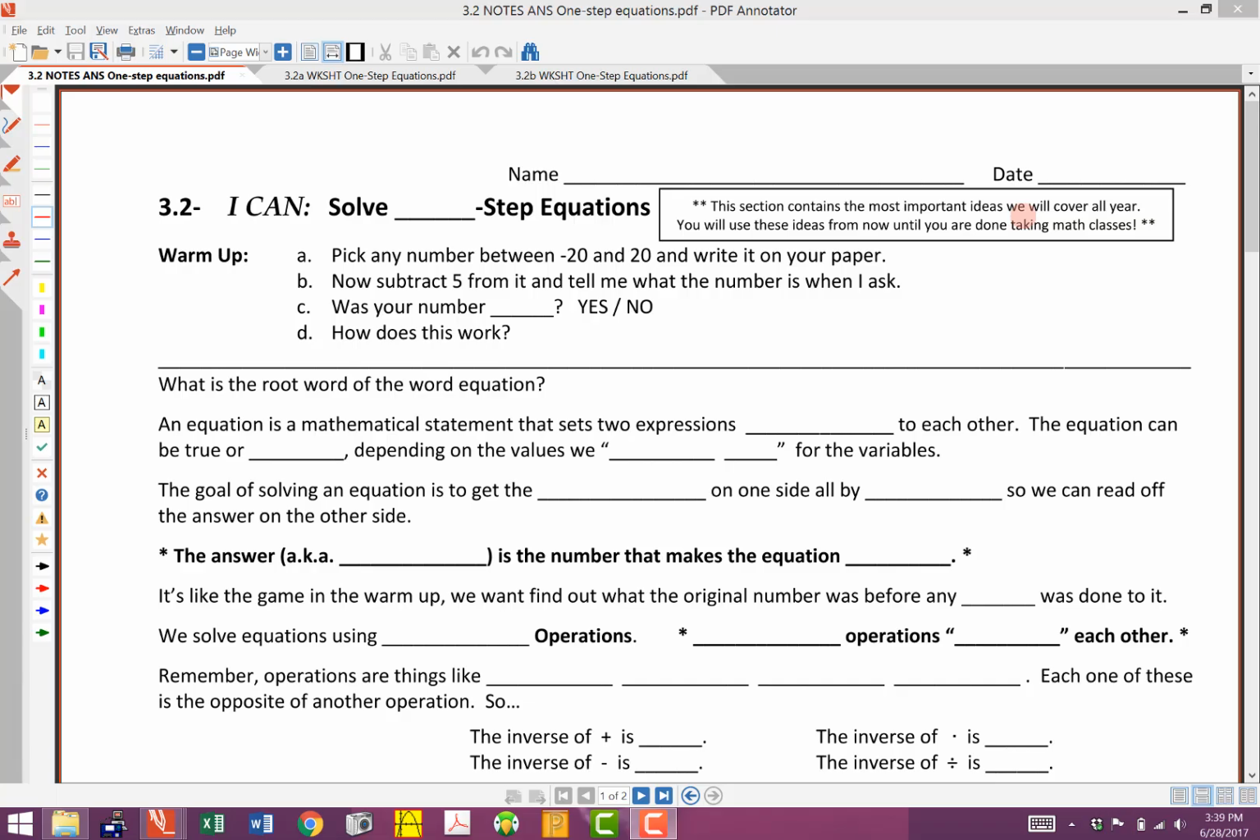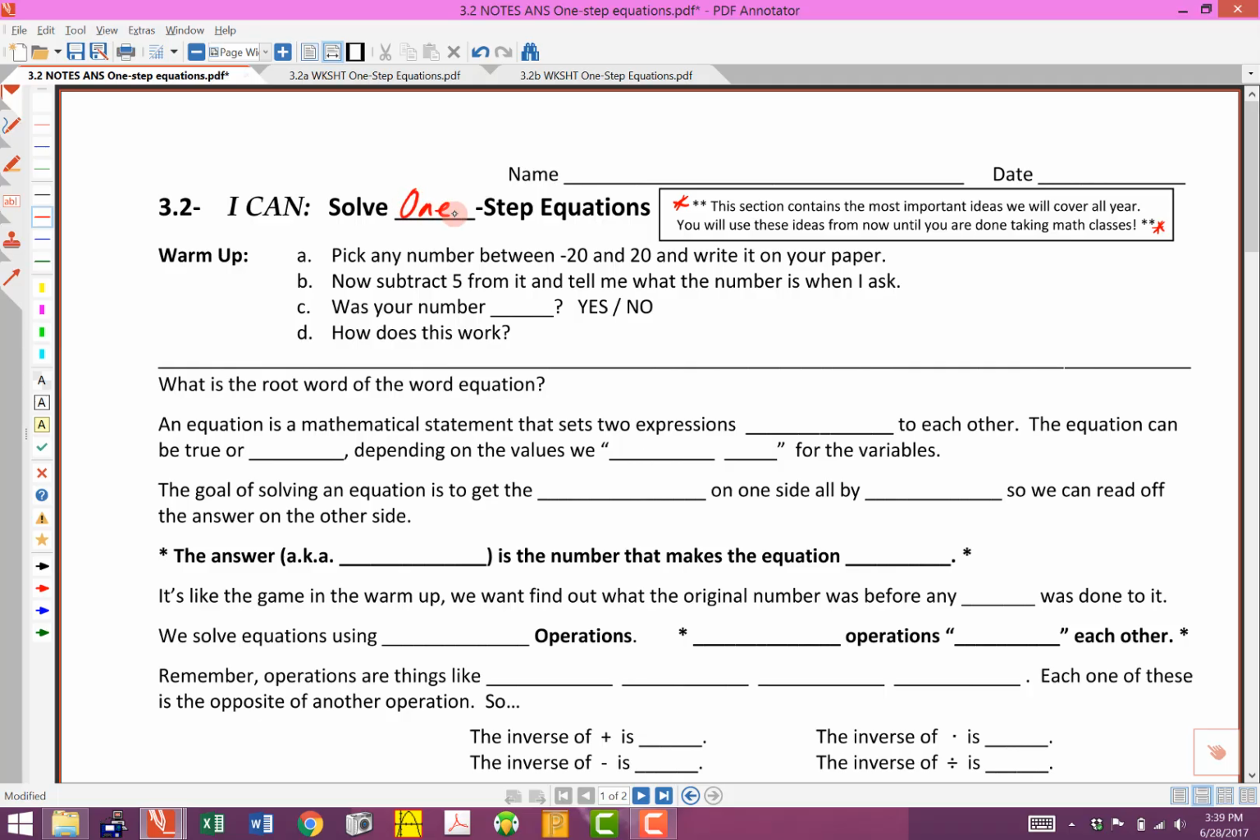And you're going to use these in really every math class that you take until you're done taking math. Really important ideas. I can't stress that enough. So make sure that you're putting in the work that you need to, asking questions and that sort of thing. So the I can statement for this section is: I can solve one-step equations.